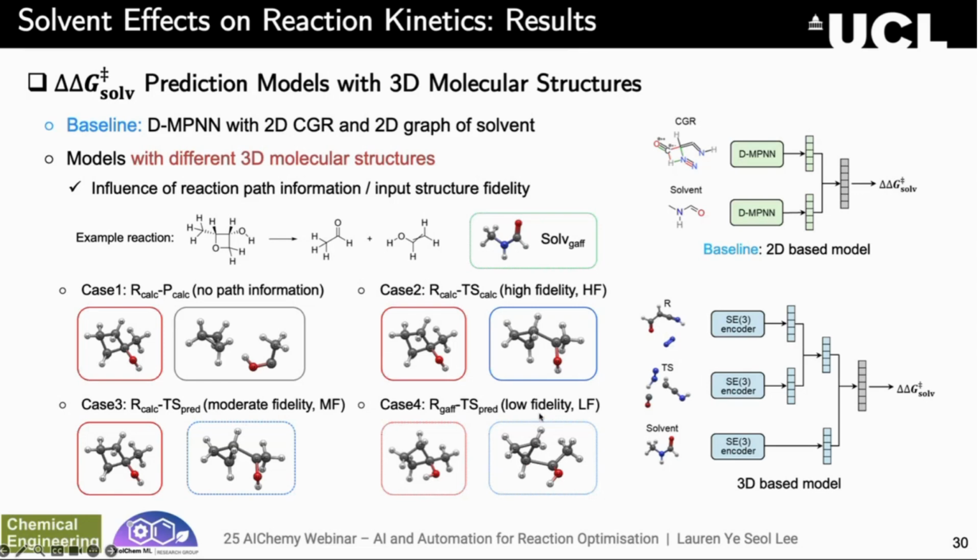And PRED refers to the transition state structure predicted by a reactivity model. Combining these sources gives us 4 distinct cases, allowing us to systematically measure how structural fidelity and the presence of transition state structure information impact model performance.